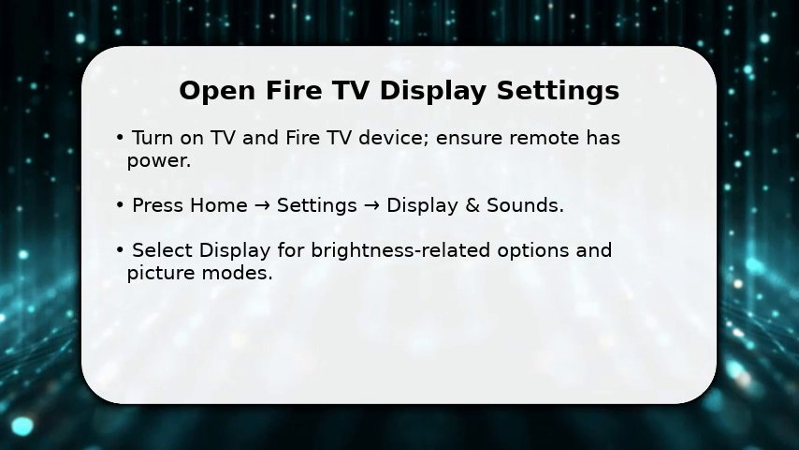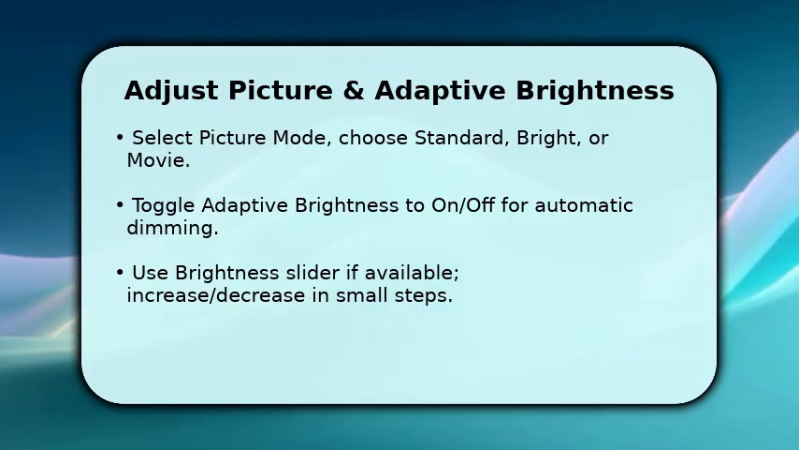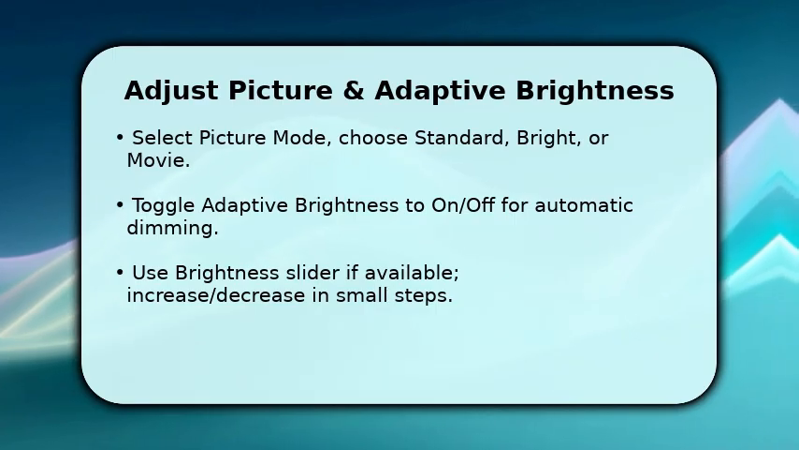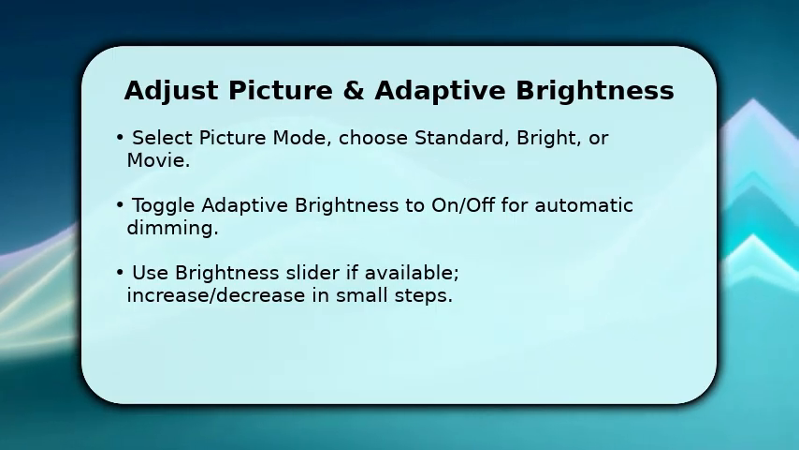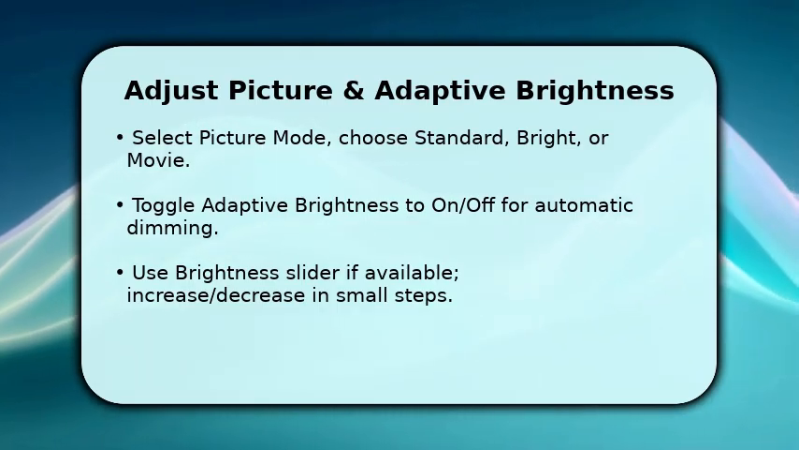Once in Display, pick Picture Mode to quickly change contrast and brightness profiles. Standard is balanced, Bright boosts luminance, Movie reduces harsh highlights. If adaptive brightness is available, toggle it on to let the Fire TV automatically adapt to room light, or turn it off to control brightness manually.